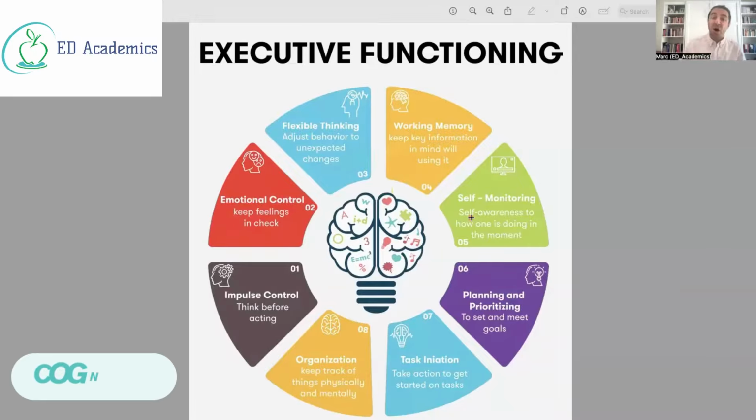Now we talked about the behavioral skills in executive functioning. Now we're going to get into the cognitive skills. Number 5, self-monitoring. Number 4, working memory. And number 3, flexible thinking are very much related to cognition. When I say cognition, I'm talking about thinking. What are we thinking about? What was the homework assignment that we did last week? What was the topic we were just working about?